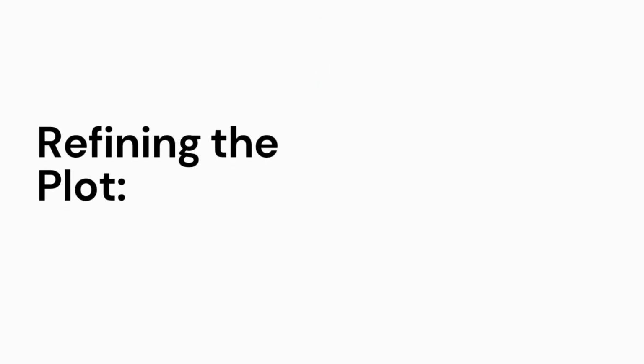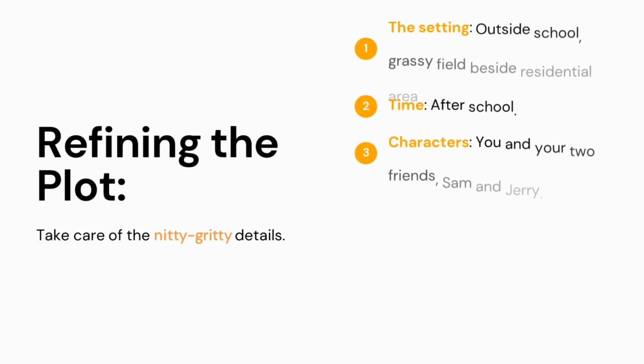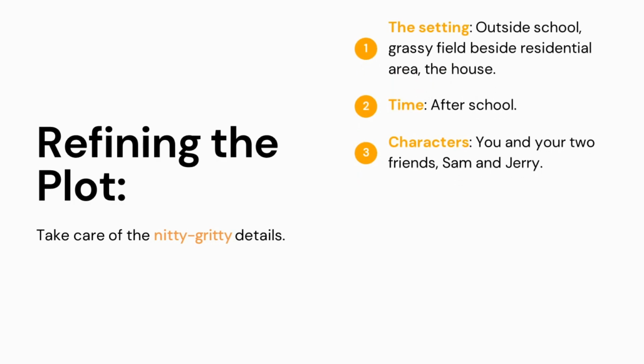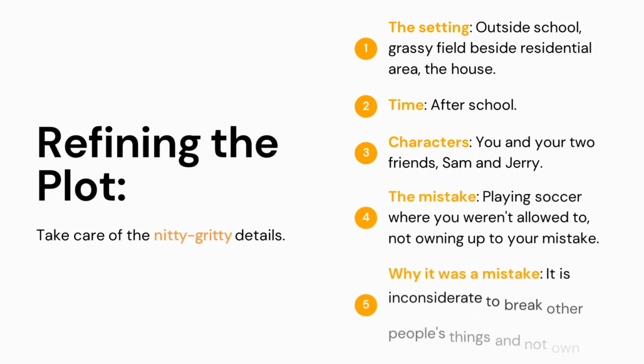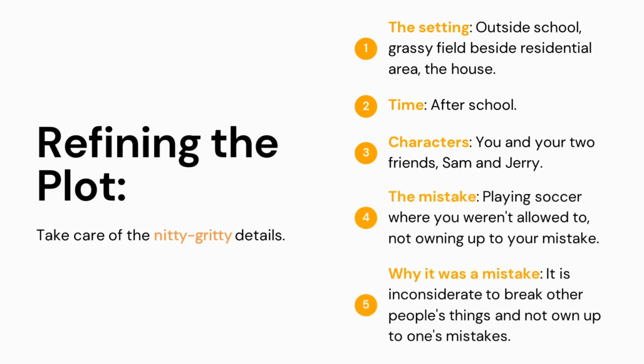So after this whole process, we should also remember to refine the nitty-gritty details of the story just for the sake of logical consistency. For example, we should make sure that we have thought of the setting, the time, and the characters of our story. We should also make sure that our story has answered the 2 guiding prompts given to us by the question, namely, what the mistake was and why it was a mistake. Once we have settled all of these final details, then we can finally start to begin writing our composition.